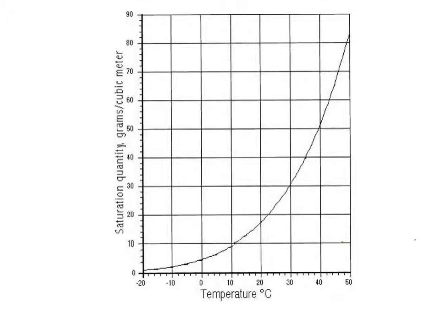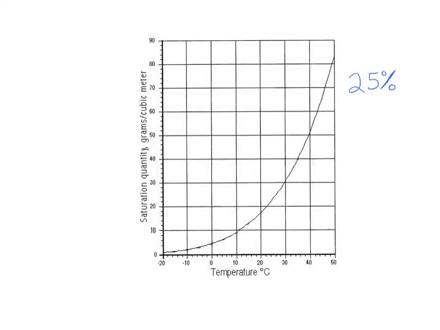So on a, let's say, 40-degree day, which would be really warm, the maximum amount of moisture that could be in the air for that day is 50 grams per cubic meter. But let's say that it is only 25% saturated. Remembering, the closer you're getting to 100, the greater chance of rain. The closer you get to 0, the less chance of rain.